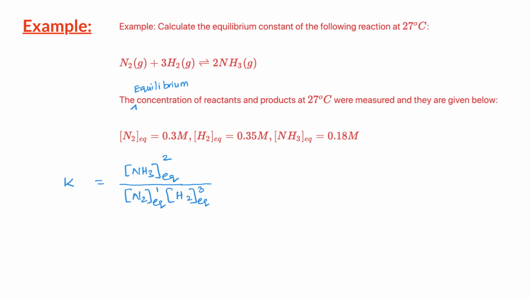The equilibrium concentrations of all the reactants and products are given. Let us now plug in the equilibrium concentrations into the equilibrium constant expression. If we do the math, we get equilibrium constant K is equal to 2.58. As we mentioned earlier, it is a dimensionless quantity.